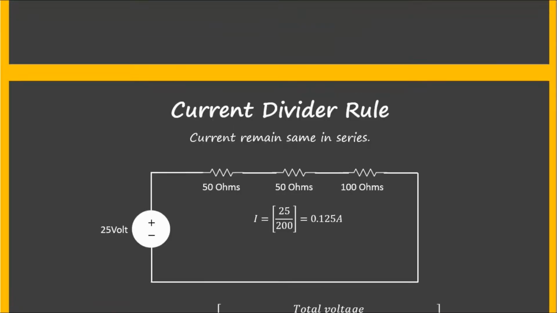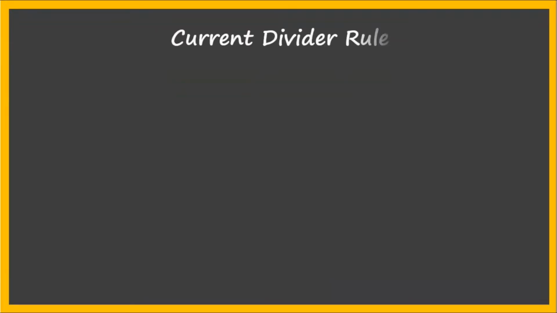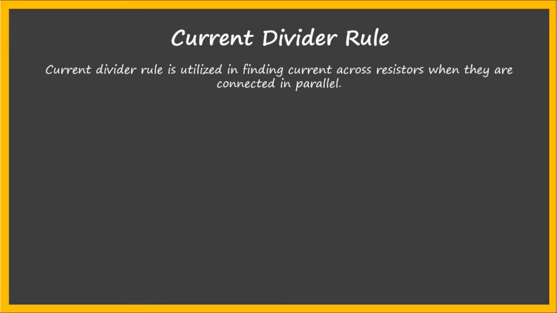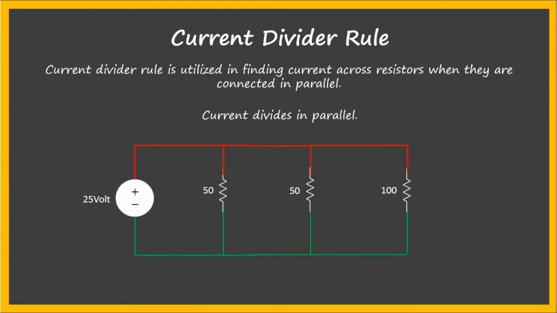Now, what is the current divider rule? It is a rule which is used in circuit analysis to calculate current division when resistors are connected in parallel. Yes, current divides in parallel. Again, to understand it nicely, let's use an example here. Suppose there is a circuit with 3 resistors in parallel and a 25 volt source. As I explained earlier, there are 25 volts on the red line and 0 volts on the green line.